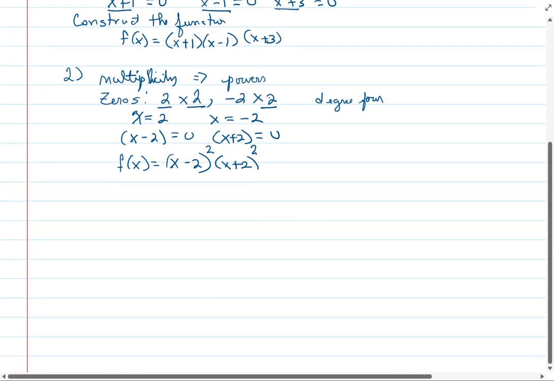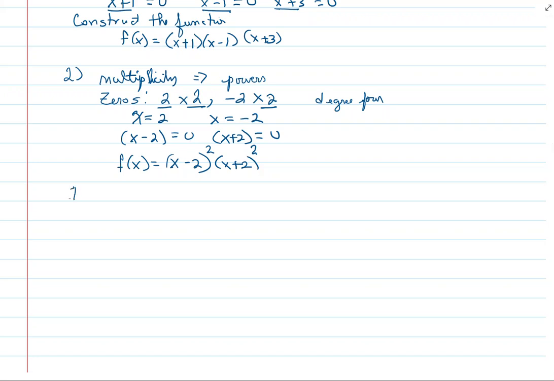All right, having that information, we now want to know if the graph of the function touches, and I use the word kisses, touches, or crosses. We can tell that by even and odd, like I mentioned before.